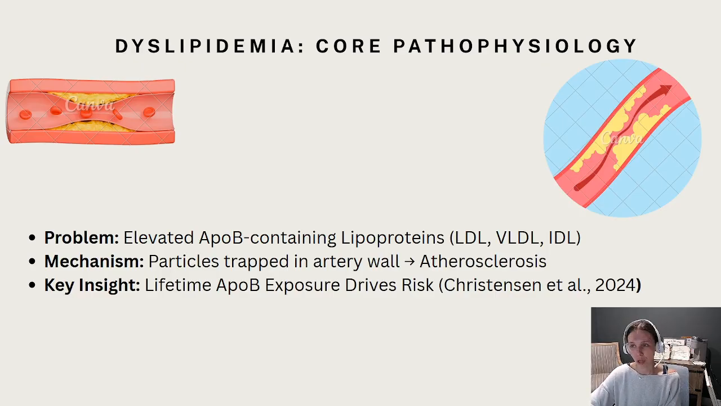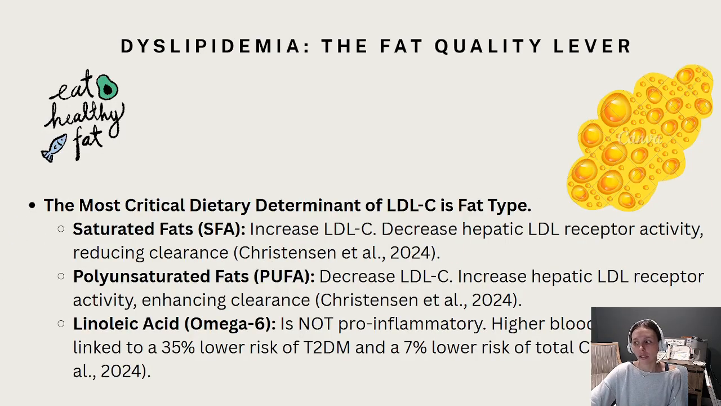The core problem of dyslipidemia is not just high cholesterol, but elevated ApoB-containing lipoproteins, such as LDL, VLDL, and IDL. The mechanism is that these particles enter and become trapped in the arterial wall, which triggers inflammation and foam cell formation, which is the start of atherosclerosis. The key insight from recent literature is that it's the lifetime exposure to the number of ApoB particles that drives cardiovascular risk. And we're going to look at how we lower those ApoB particles.